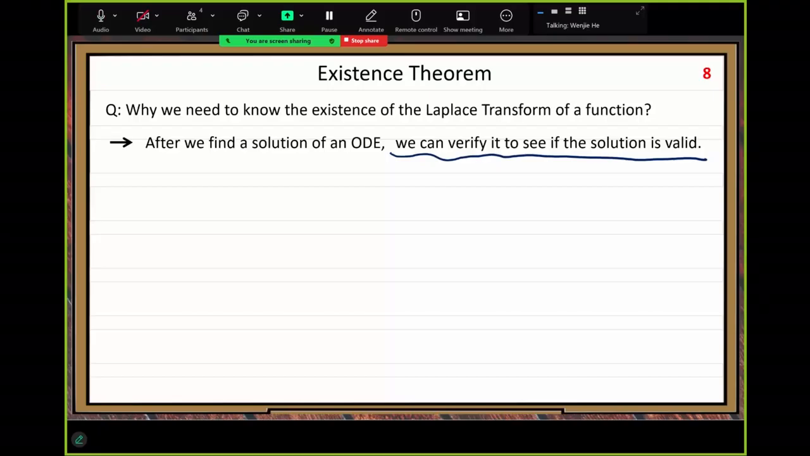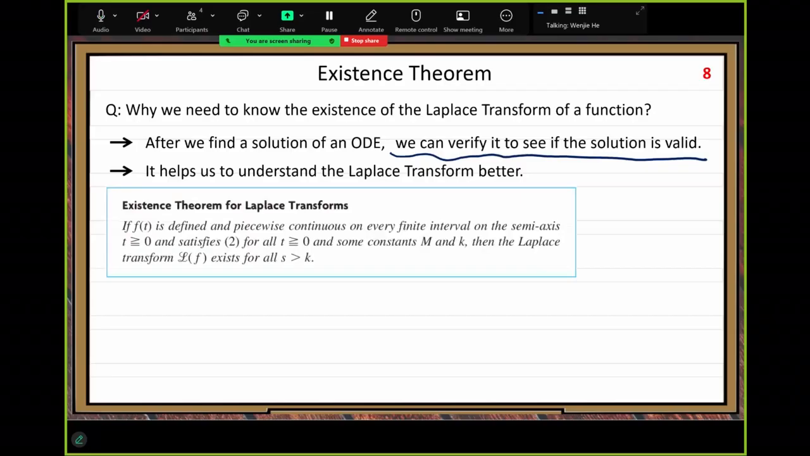All right, but for us, although this is one way, people can take it, or we can say it's a practical way, it helps us to understand the Laplace transform better. Because we still want to get a better understanding. Theoretically, we want to see if the Laplace transform exists or not for a particular function.